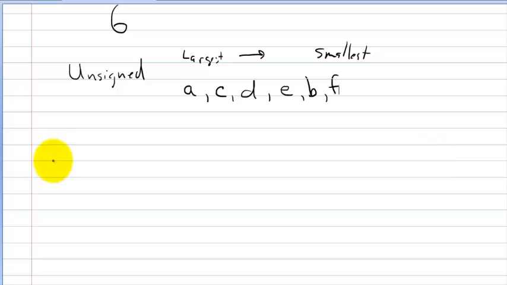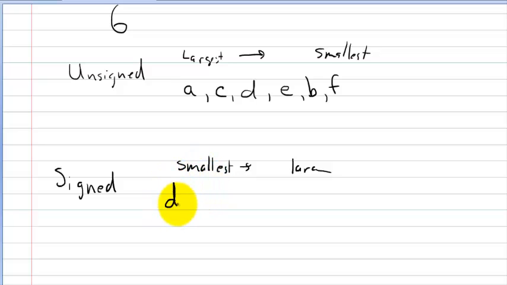Now, if you did signed, from smallest to largest, you would get D, C, A, F, B, and E. So those are your solutions.